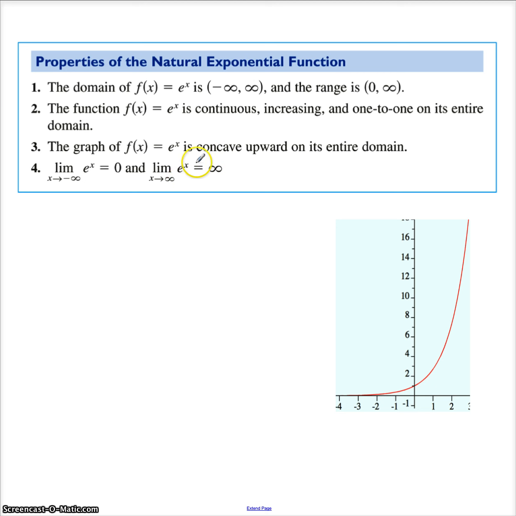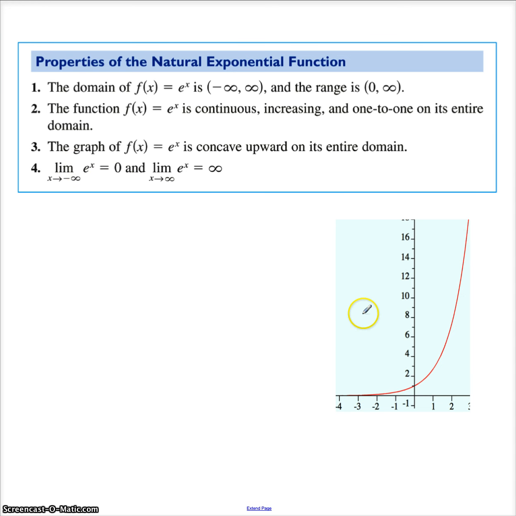More properties of natural exponential functions. The domain of f of x equals e to the x is negative infinity to positive infinity. So we can have positive and negative numbers here, and it goes all the way back and forth to infinity. However, the range is from 0 to infinity, so these answers are always positive. The function is continuous, always increasing, and 1 to 1. It's also concave up on the entire domain.